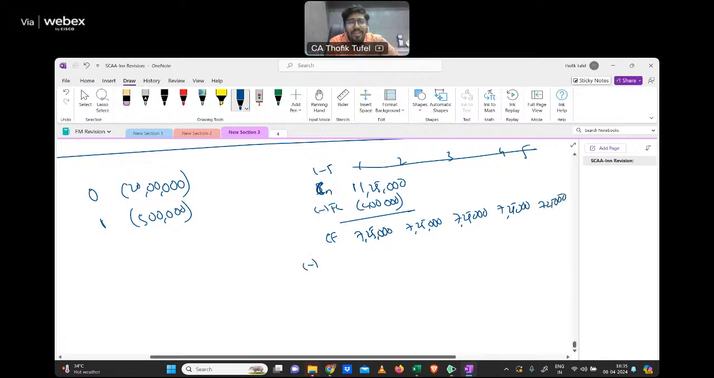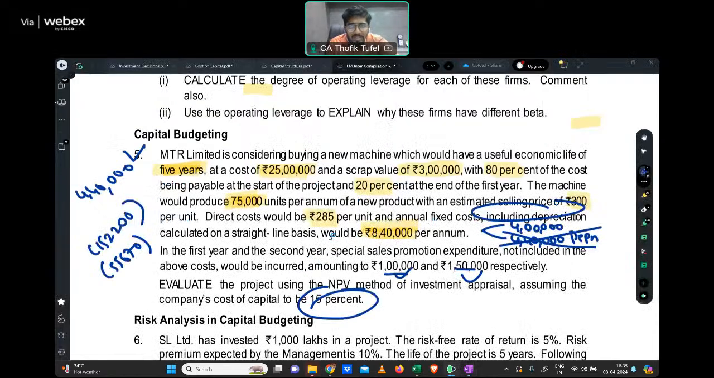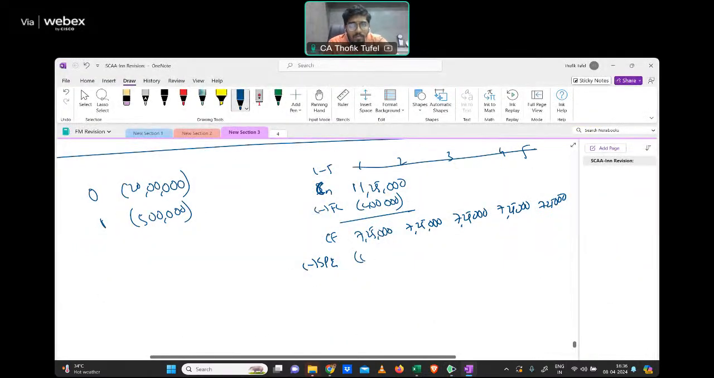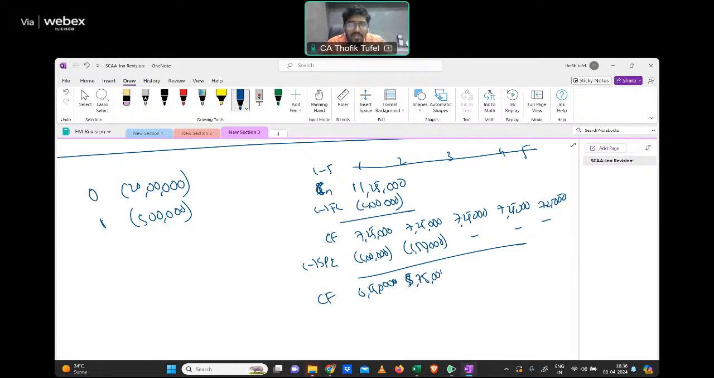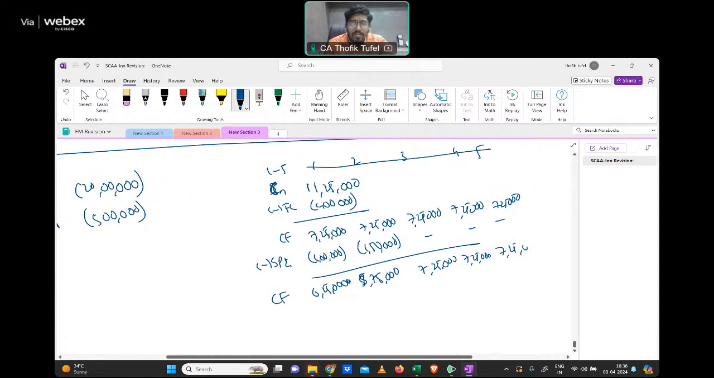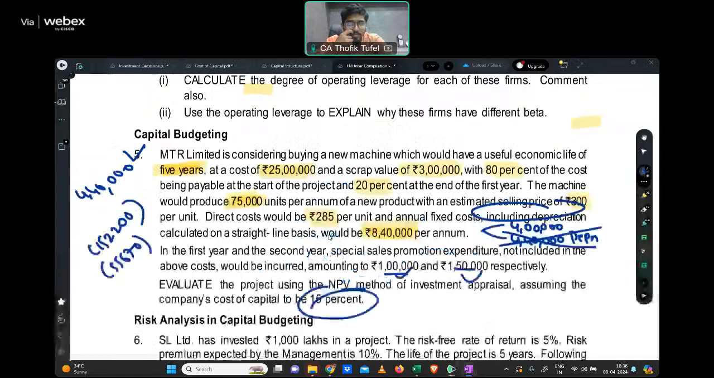Okay, 1, 2, 3, 4, 5. But minus some sales promotion expense I'm having only for the first and second year, 1 lakh and 1 lakh 50,000. So if I do this, I will get my net cash flows as 7 lakh 25,000 minus 1 lakh, equal to 6 lakh 25,000. Then 7 lakh 25,000 minus 1 lakh 50,000, I'm getting 5 lakh 75,000. Then this will be 7 lakh 25,000, 7 lakh 25,000, and 7 lakh 25,000. So these are my annual cash flows.